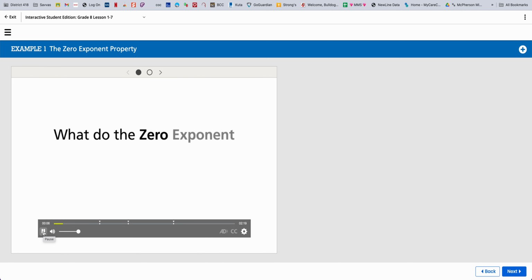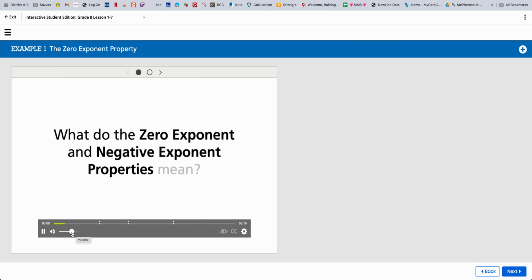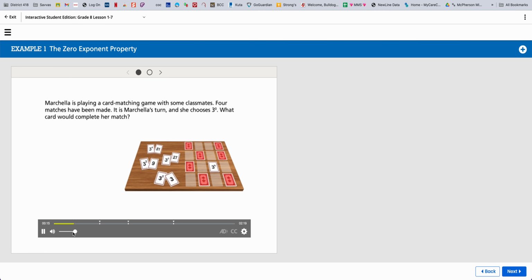What do the zero exponent and negative exponent properties mean? Think about this question during the lesson. Markayla is playing a card matching game with some classmates. 4 matches have been made. It is Markayla's turn, and she chooses 3 to the power of 0. She needs to know which card would complete her match.